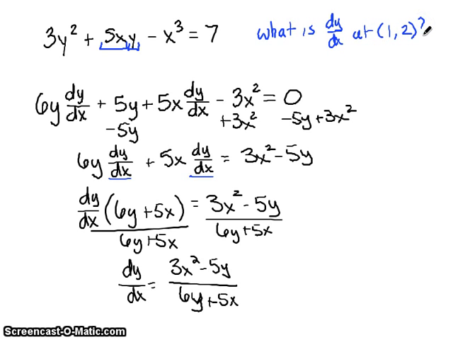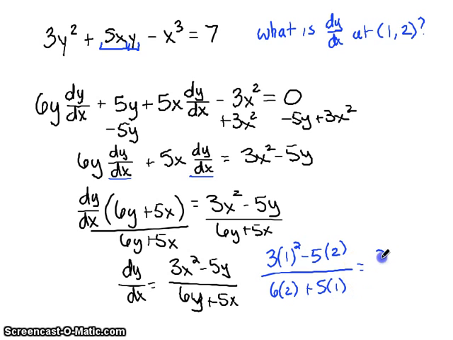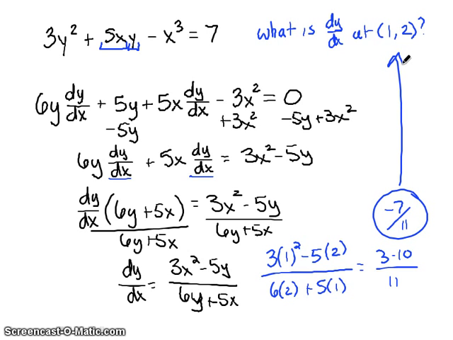So all you would have to do is take that point 1, 2 and plug it in. So we would say 3 times 1 squared minus 5 times 2 over 6 times 2 plus 5 times 1. So we get 3 minus 10 over 11. So negative 7/11 would be the slope at the point 1, 2.